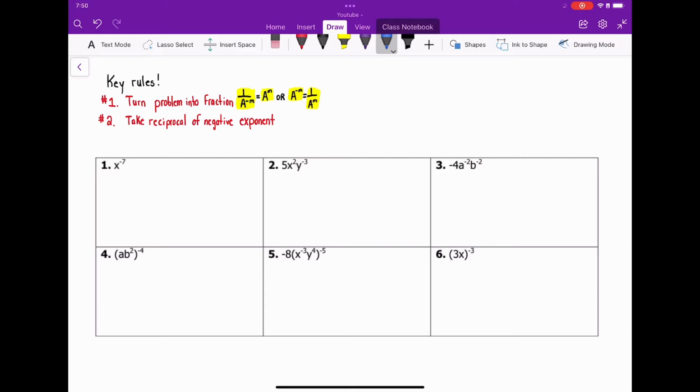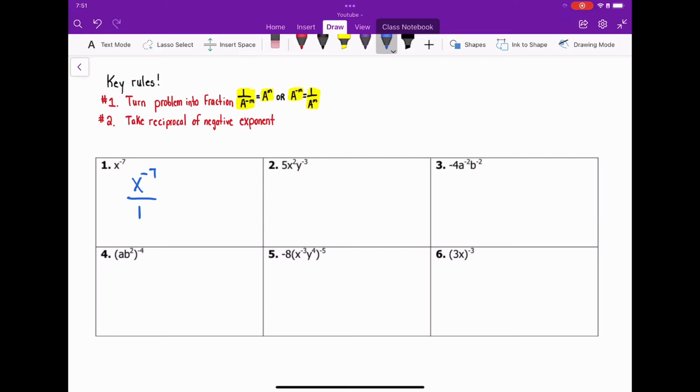So, when we look at problem number one, x to the negative seventh power, we know that we can't have a negative exponent. So, to get rid of it, the first thing we want to do is to turn the problem into a fraction. So, I put x to the negative seventh over 1.